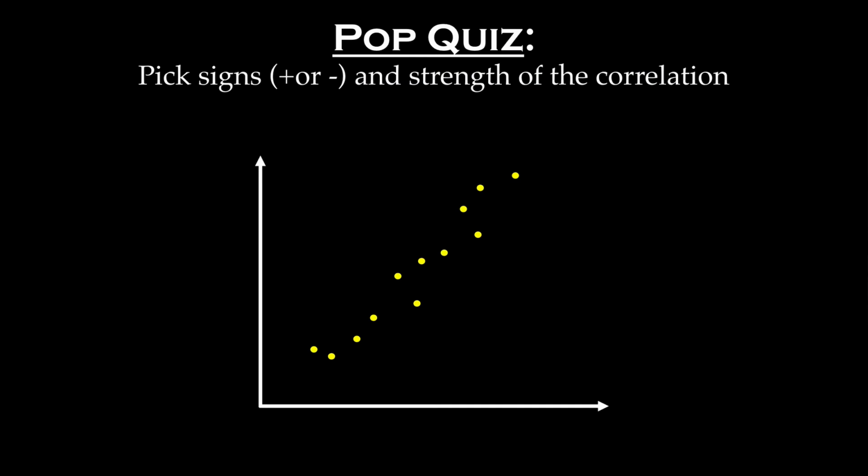So here's a pop quiz. Look at this and tell me the sign and the strength of the correlation. What would you say? Well, that's a positive correlation, and it's a strong positive correlation. Well, that is less strong. That's a moderate correlation. And this is a weakly positive correlation. This, I don't know what it is. I'm going to say it's no correlation. I don't see any correlation.